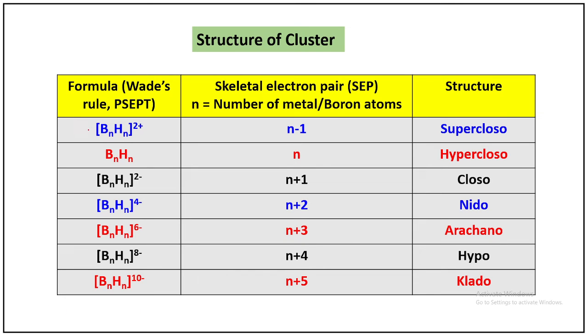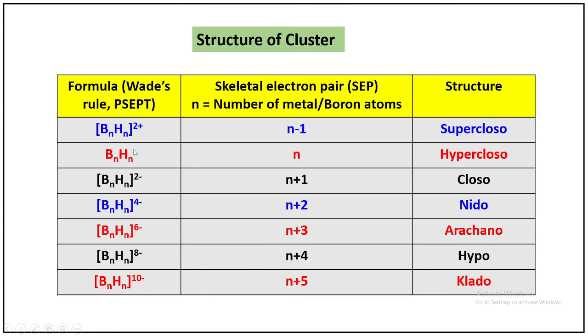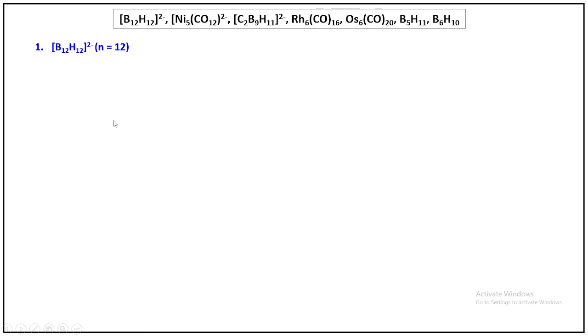these formulas also. BnHn+2, n minus 1, supercloso. This thing you have to remember. With that only you can solve any problems related to this topic. Okay. So the first one is B12H12 2 minus. This is very easy if we know this table, right? BnHn 2 minus. So from the table itself, we can tell directly it is closo structure.